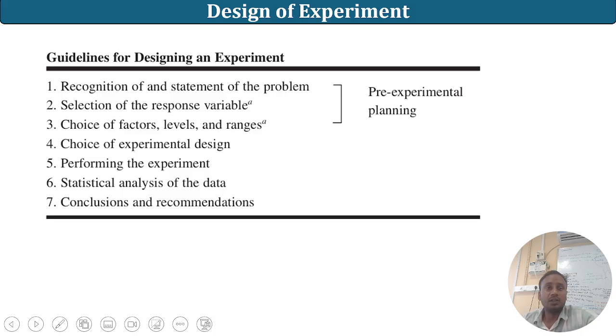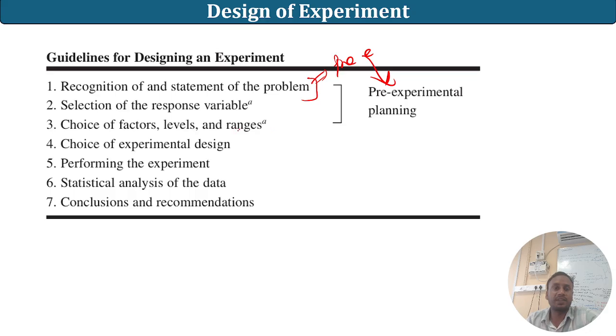Okay. So what are the guidelines of the experiments? First, we are going to recognize a statement of the problem. This is pre-experimental planning. Then we have selection of the response variable. We'll check what variables will come into the picture. Then we'll check what factors, levels or ranges will be there. So it's something that we have to design before the experiments.